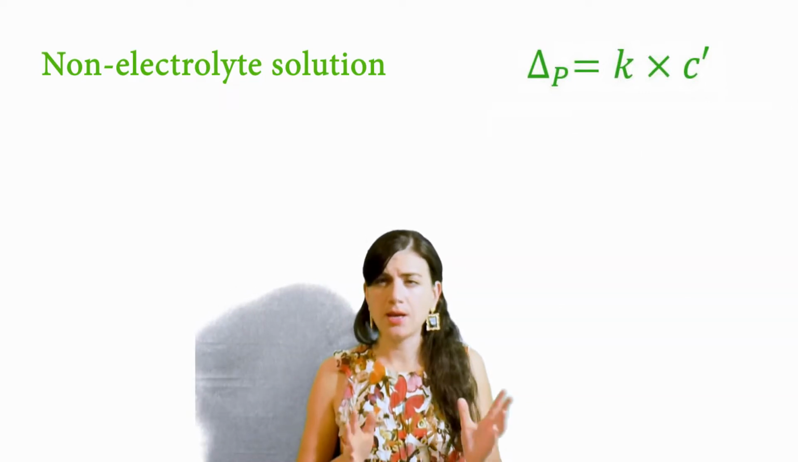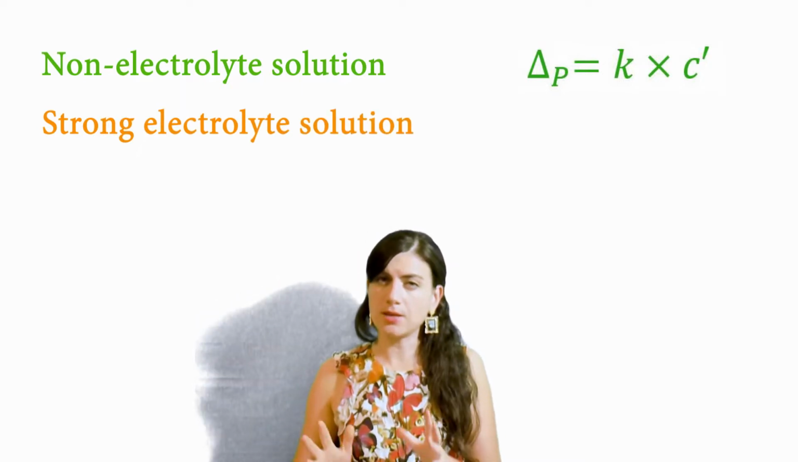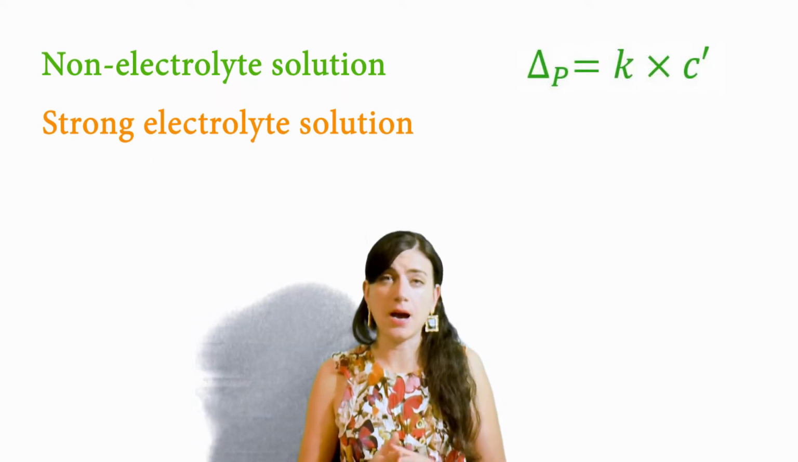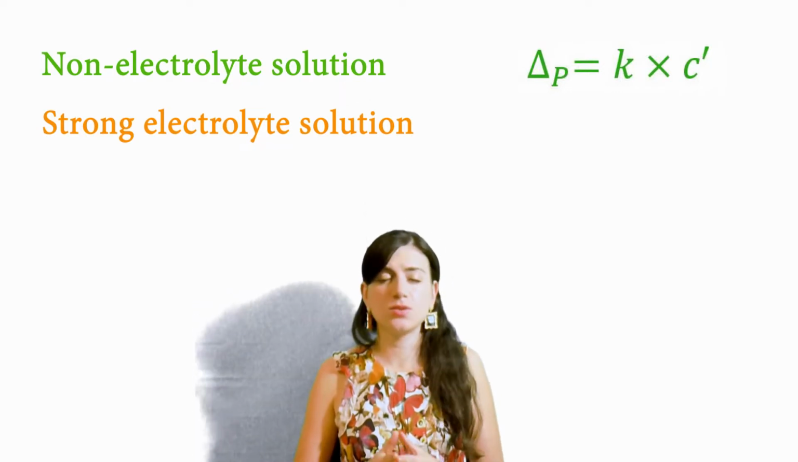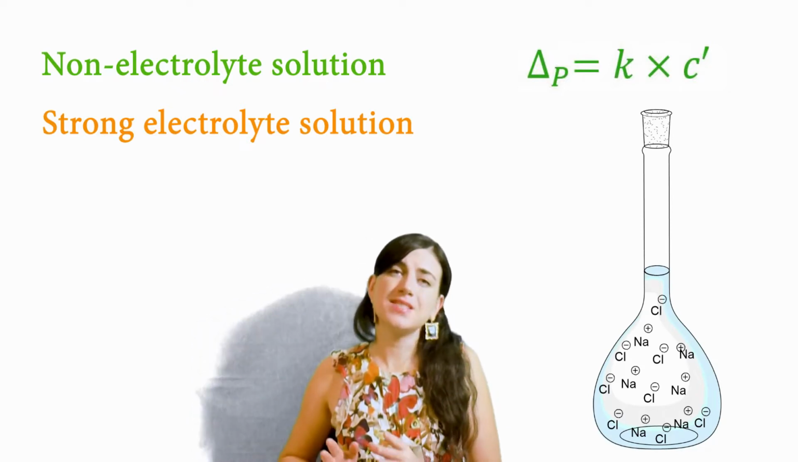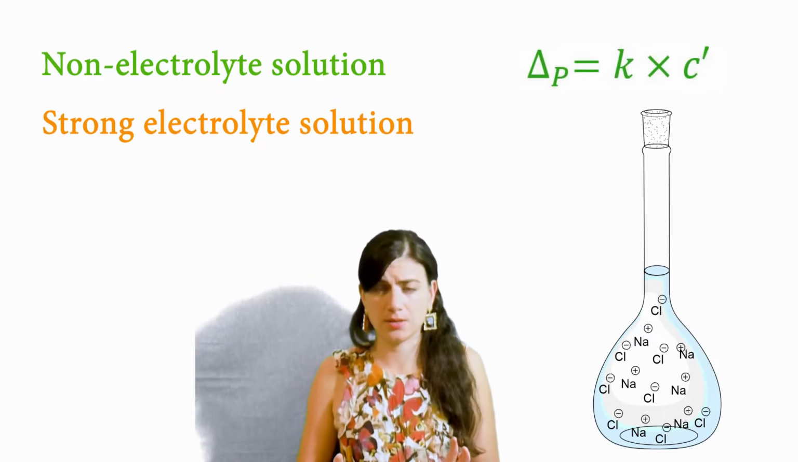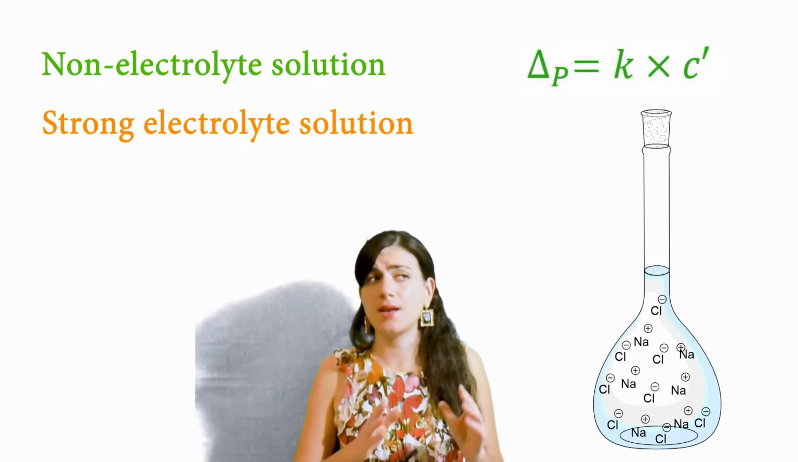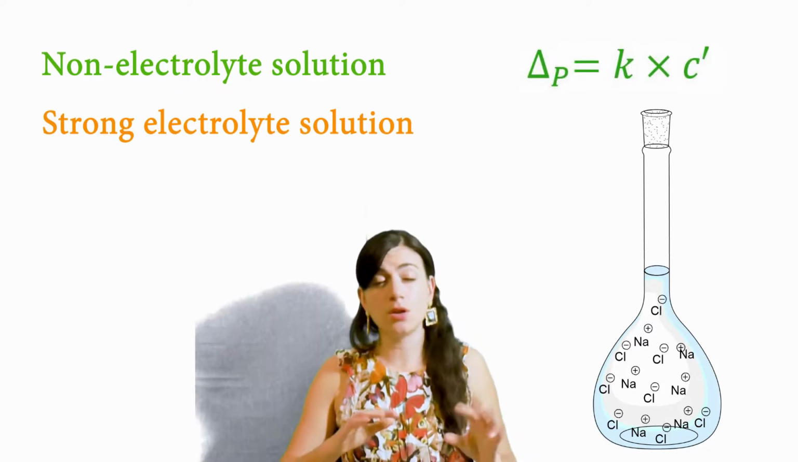But what happens if you have a strong electrolyte solution? A strong electrolyte solution is a solution in which the solute will be dissociated in ions. For example, kitchen salt. Kitchen salt in water is dissociated in Na+, so sodium cation, and Cl-, so chloride anion. This is a strong electrolyte solution because all the NaCl will be dissociated in Na+ and Cl- with no NaCl left.